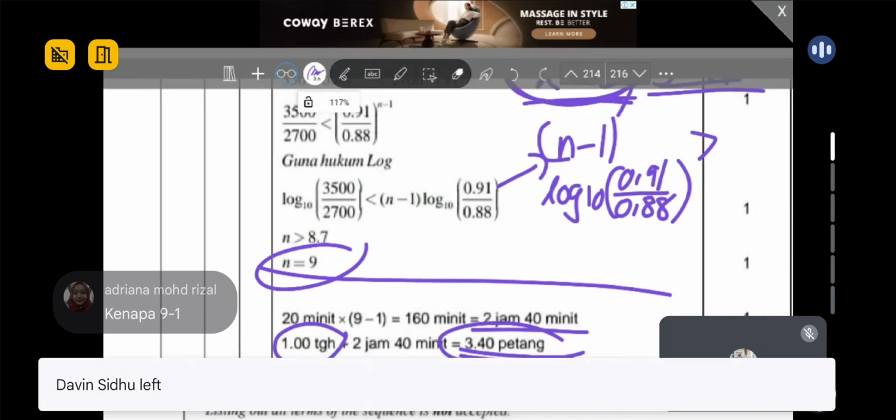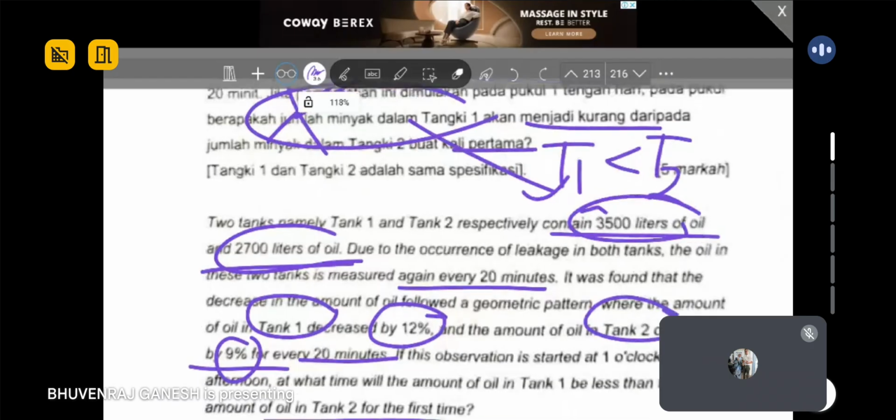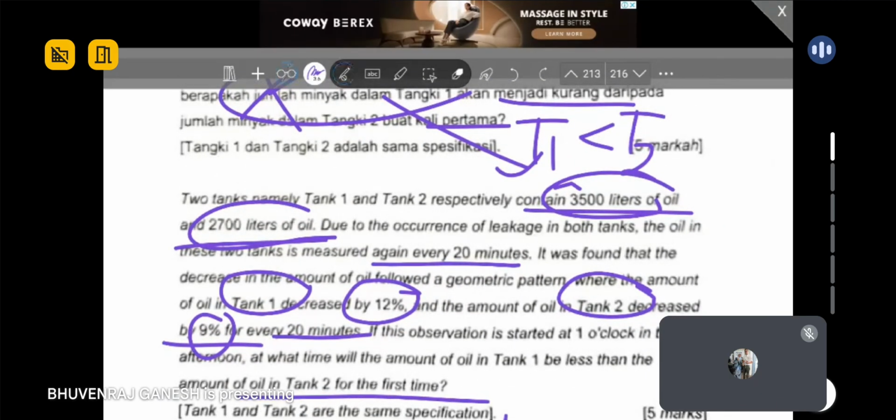Because we already measured it, this one, the original volume, 3,500 and 2,700. Okay? Because actually you can count and see. You say 9 times, right? First 20 minutes, we already get these volumes. Am I right? And then they say got leakage, then measure 20 minutes. That's why you need to do 9 minus 1.